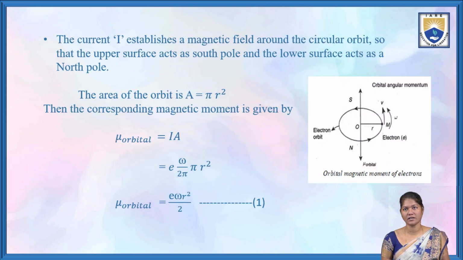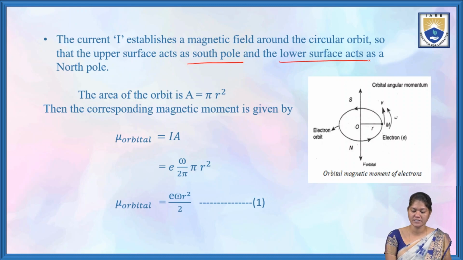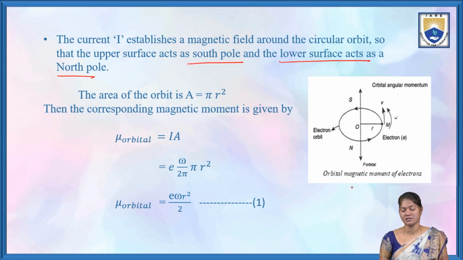So the current I establishes a magnetic field around the circular orbit, so that the upper surface acts as a south pole and the lower surface acts as a north pole. In this figure, you can clearly understand that this figure belongs to the orbital magnetic moment of electrons.